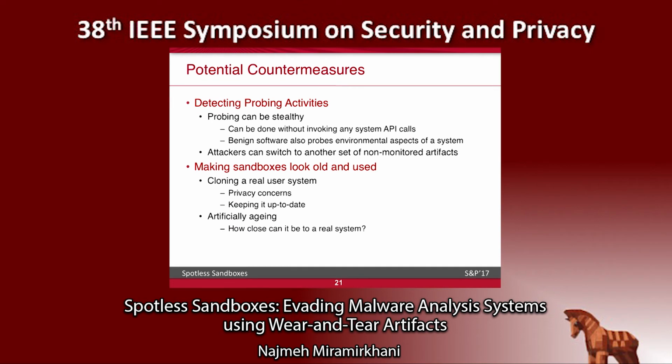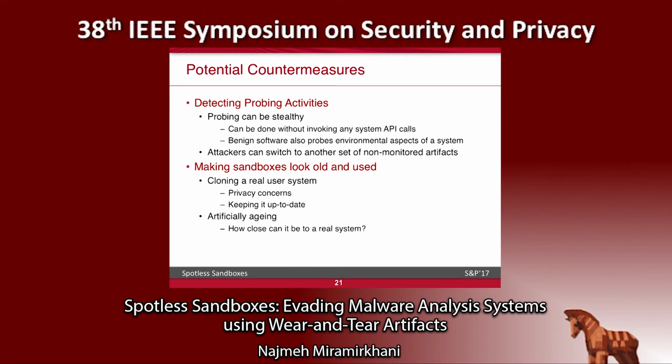As a countermeasure against this new evasion technique, we can consider two different approaches. The first approach is to detect probing activities, but the problem is that many of the features we extracted don't even invoke any system API calls, so they will look the same as any benign samples, and the attacker can also switch to a new set of artifacts.